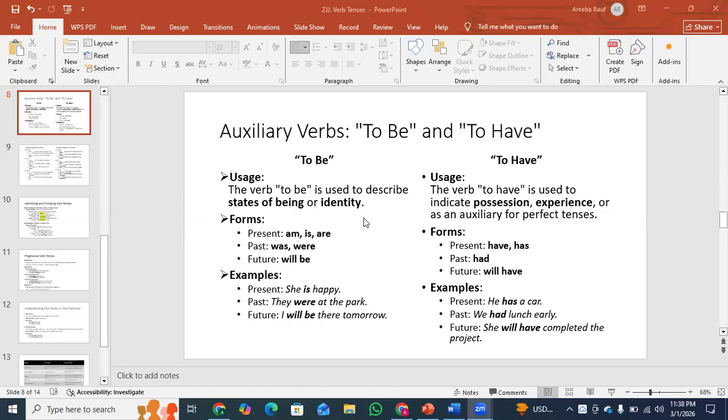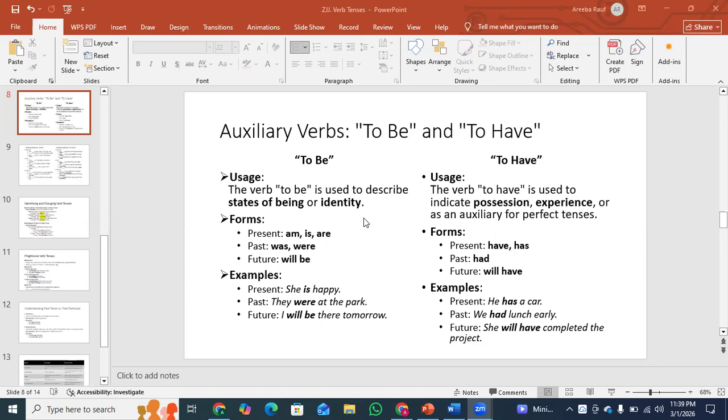Hey students, in the last class we discussed verb tenses. Now we will discuss auxiliary verbs. Auxiliary verbs are basically helping verbs. They help the main verb make a complete sentence. Like we have a sentence, "She is playing." In this sentence, you can see that "is" basically completes the sentence. "She is playing," and "is" is the helping verb.